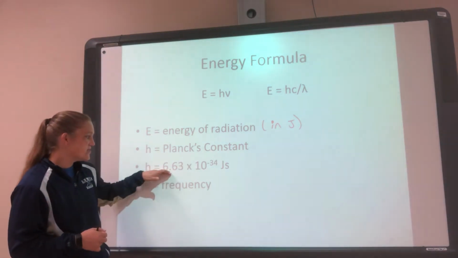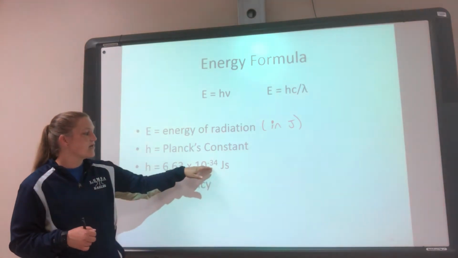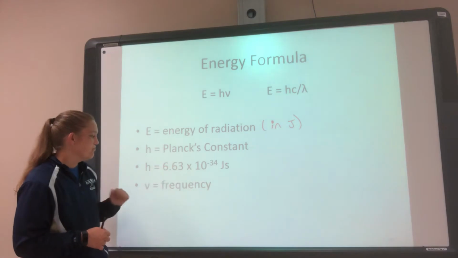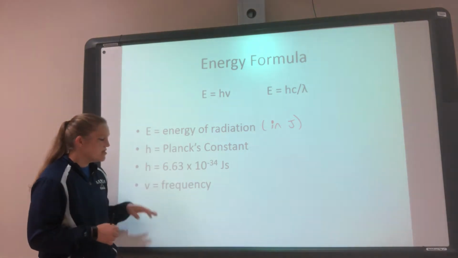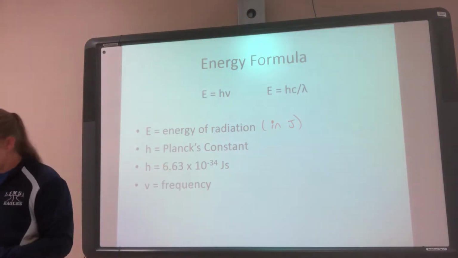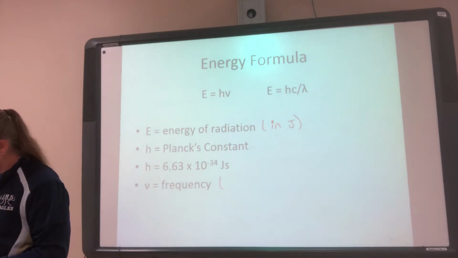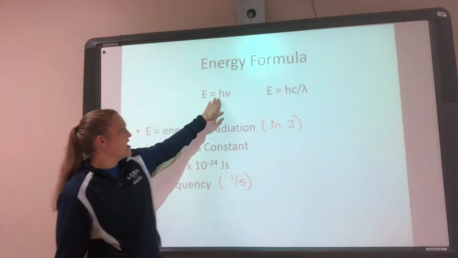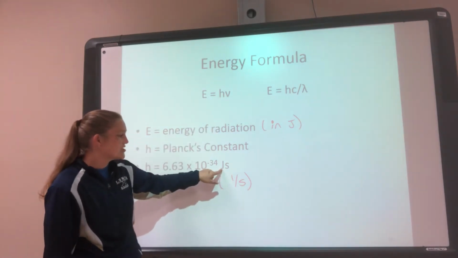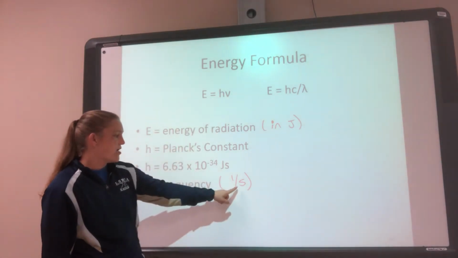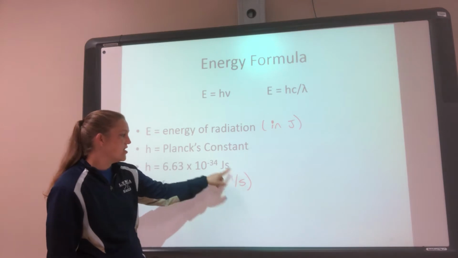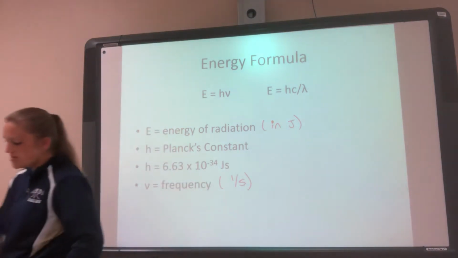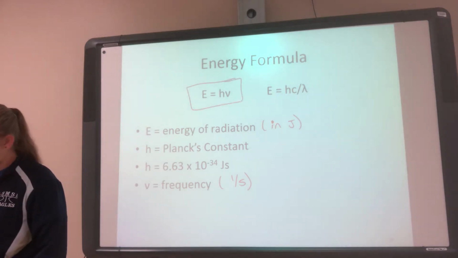And this is the value, 6.63 times 10 to the negative 34. And this is a joule times a second. Okay? And then nu is our frequency. And remember, frequency is 1 over a second. So if I multiply h times nu, joules times a second, times 1 over a second, the seconds will cancel, and I have just a joule left.